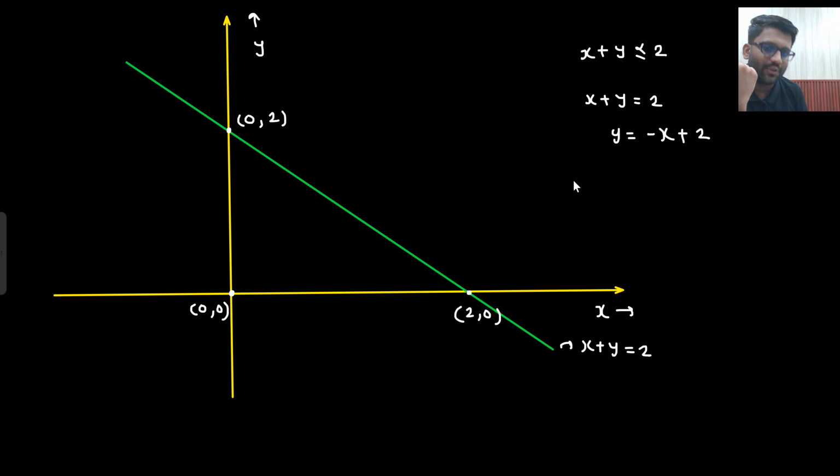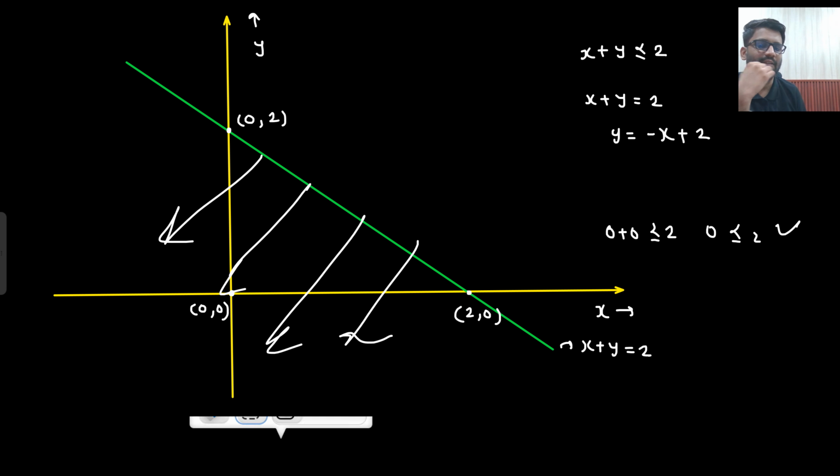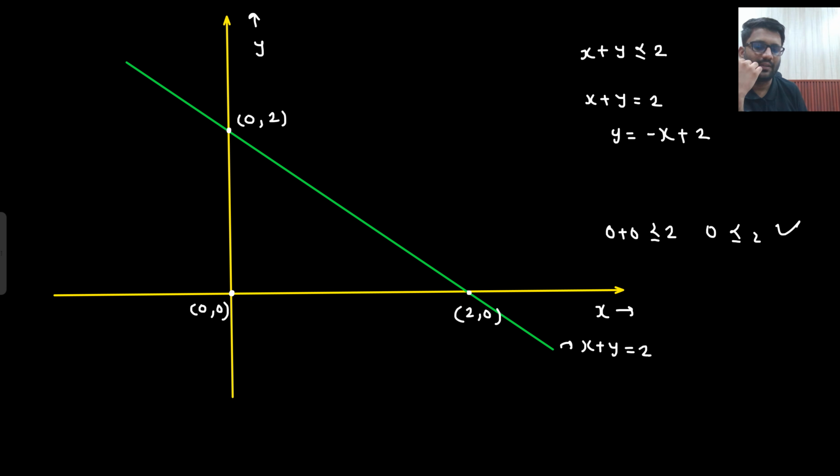Let's just say I take point 0, 0. I will put 0, 0 here. 0 plus 0 is less than 2. 0 is less than 2. Yes, it is true. That means 0, 0 will be included. That means this particular region will be your answer. This particular region will be your answer. Are you able to understand this concept?